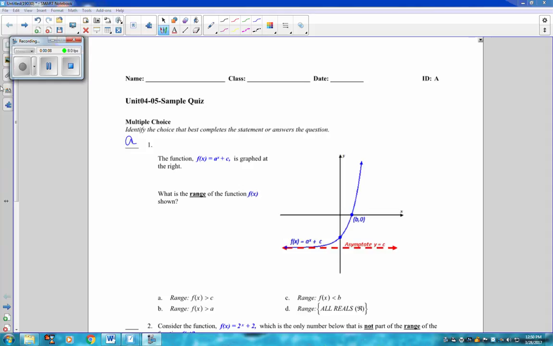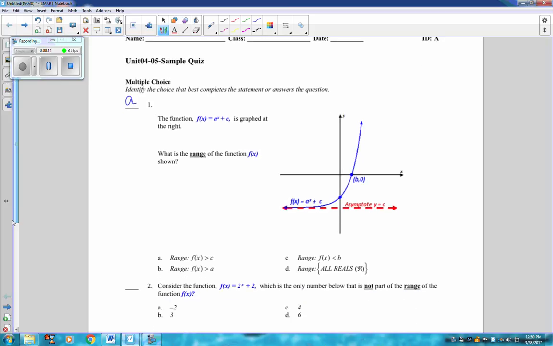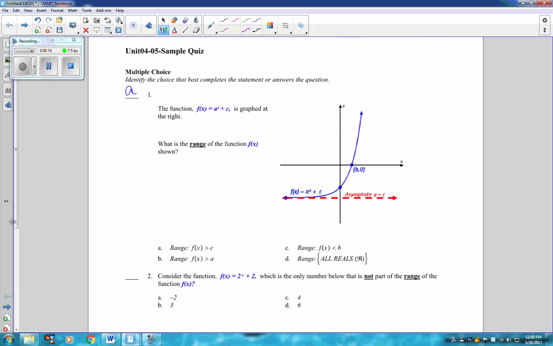It says the function f of x equals a to the x plus c is graphed to the right. What is the range? Well, the range of this function would be from here up. So that would be from your asymptote up. So that would be where f of x, which represents the same thing as y, has to be greater than your value of c. So that's A.